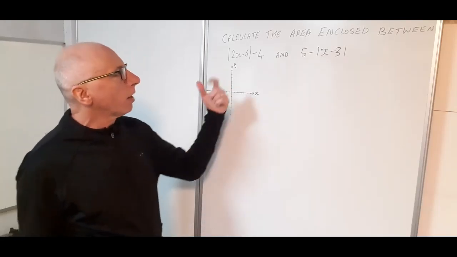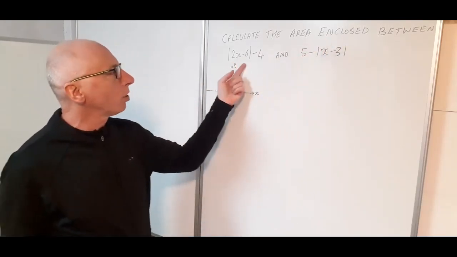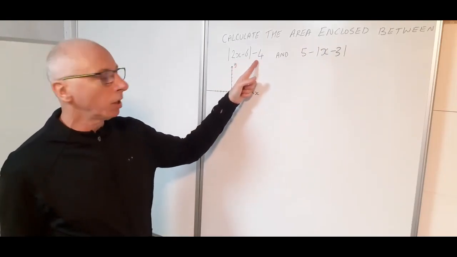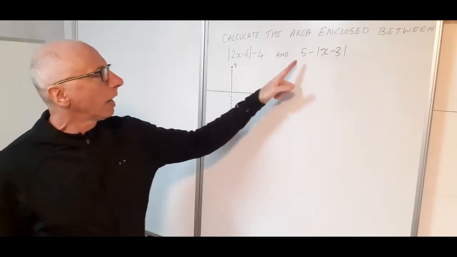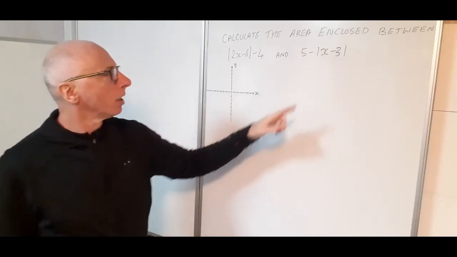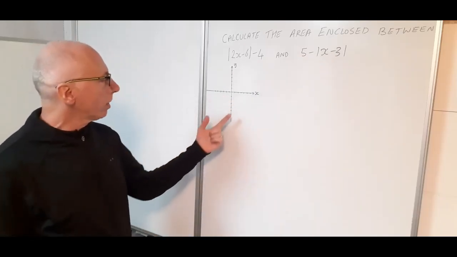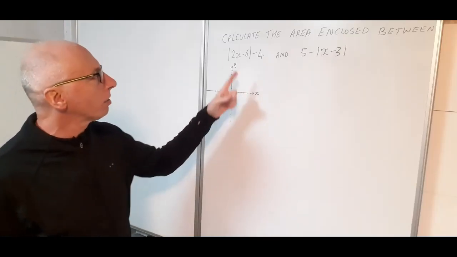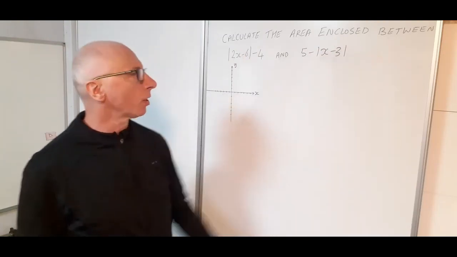So in this video we're going to calculate the area enclosed by two modulus graphs. So we've got the modulus of 2x minus 6, subtract 4, and we've got 5 minus the modulus of x minus 3. So what I've got is I've set up some axes here, and what we'll do is find out what's going on so we can clearly understand what's going on in the question.